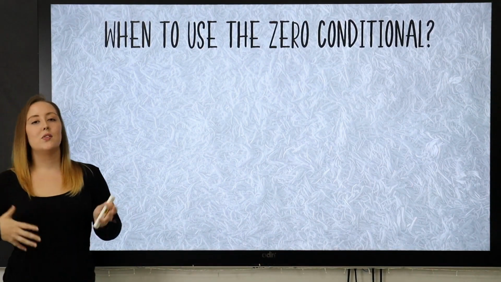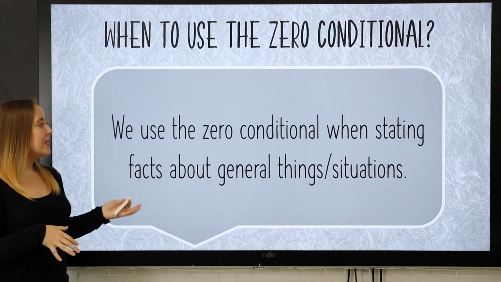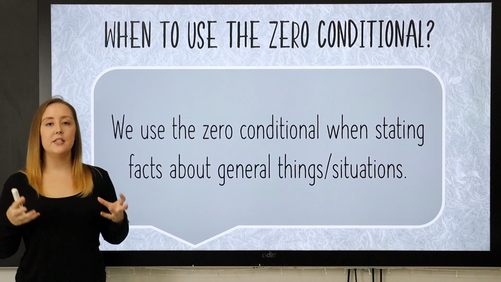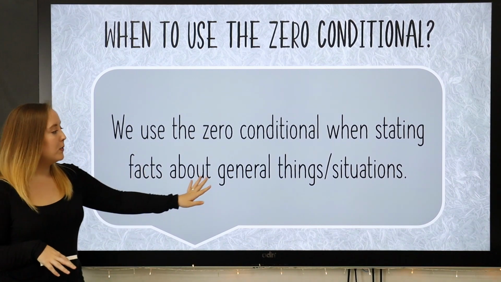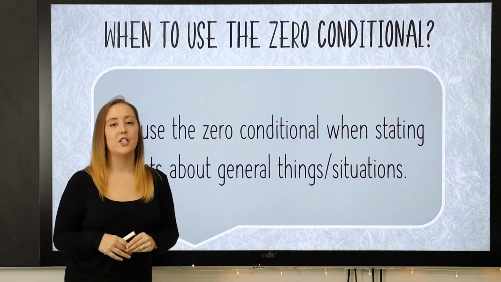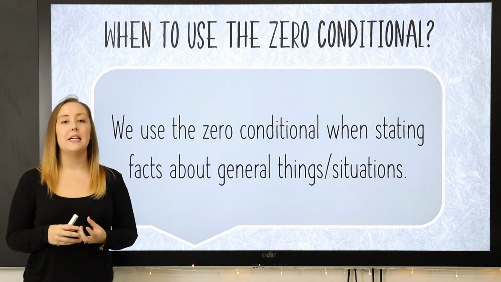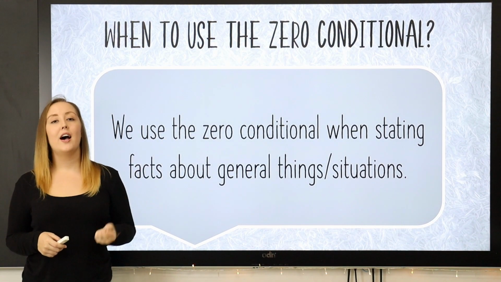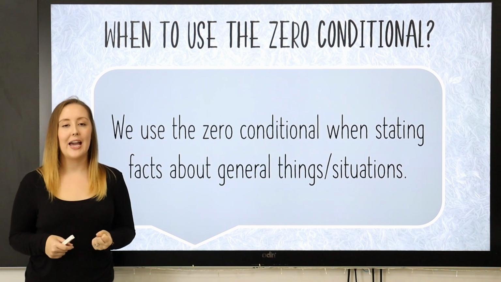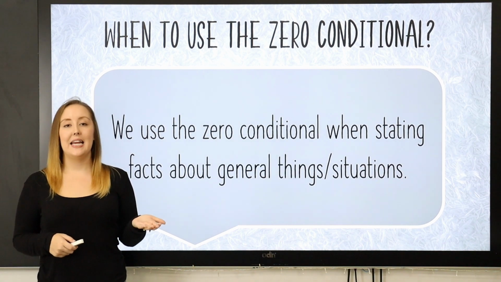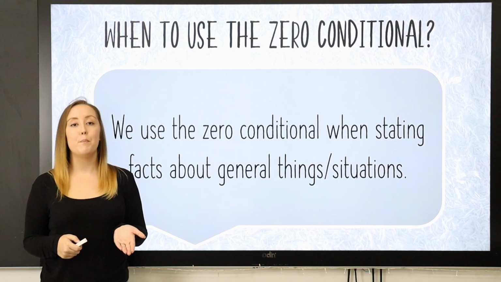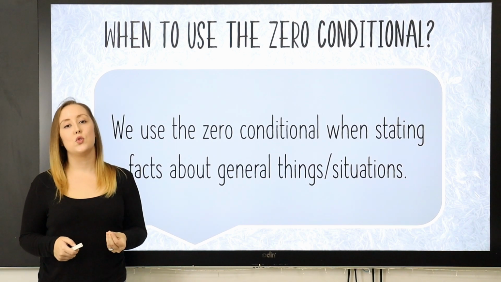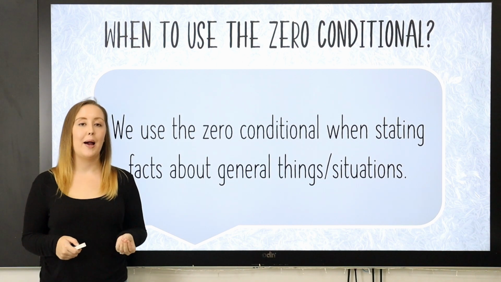So when do we use the zero conditional? Well, the zero conditional is a sentence structure that we use when we are stating facts about general things or situations. So facts mean it's something which is 100% true, okay? Now, we know that in English, when we are stating facts, we use the present simple because it's something that is true and something that we know happens.